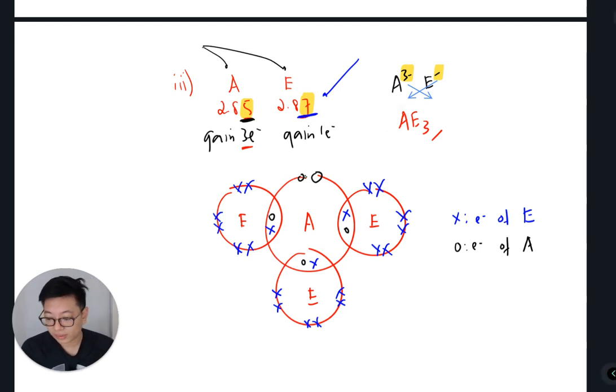So we have to figure out if it's ionic or covalent by looking at the electronic configuration. Once we know that they both need to gain electrons to become stable, they're both nonmetals, so they'll form covalent bonds. Then figure out the chemical formula by writing the charge and crossing down. I hope you're clear on that.